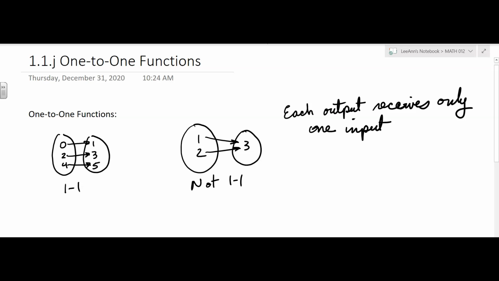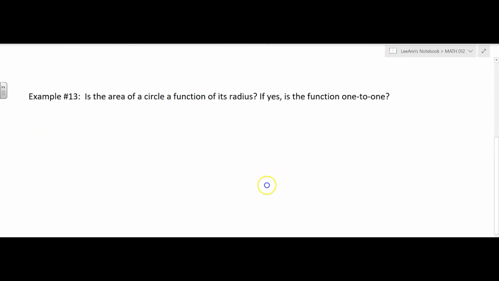Now you can't have a one-to-one function if it's not a function. Okay, so first you have to say, is it a function? And then you can say, well, is it a one-to-one function? Okay, so they have an example here.